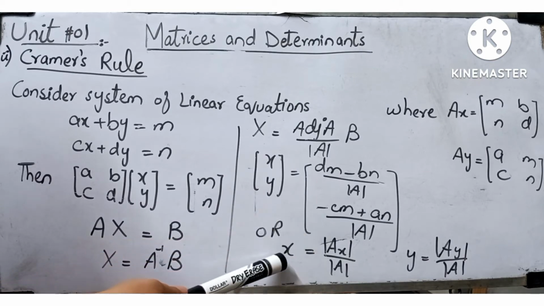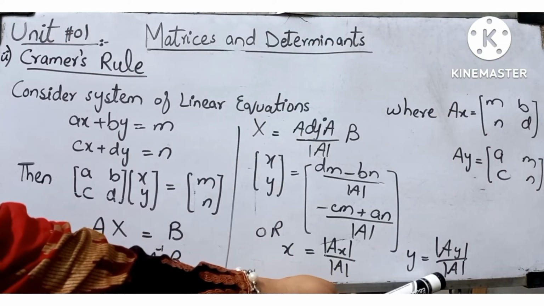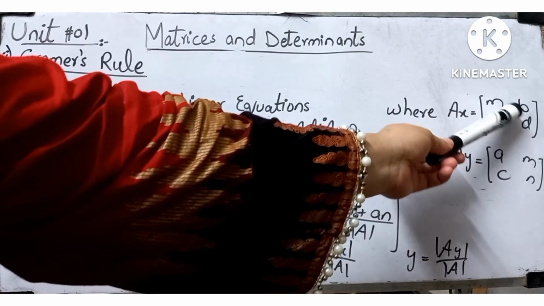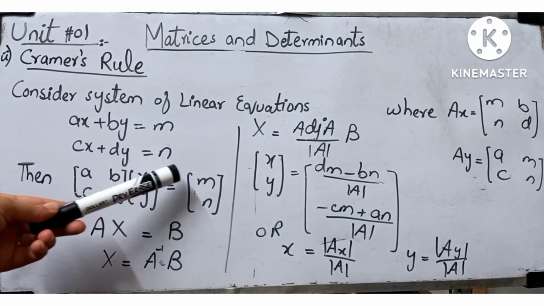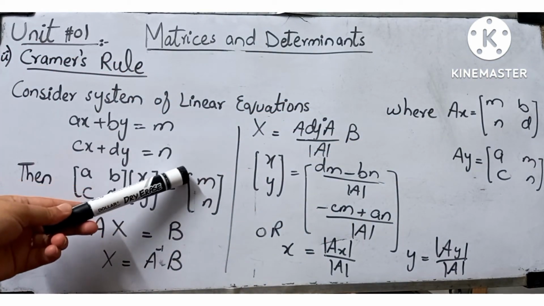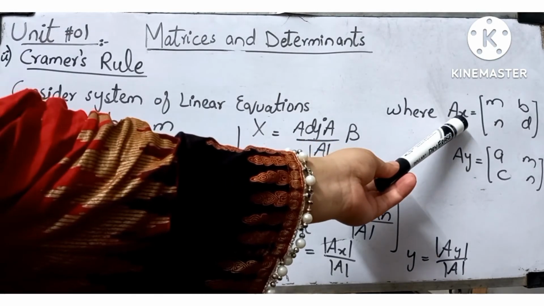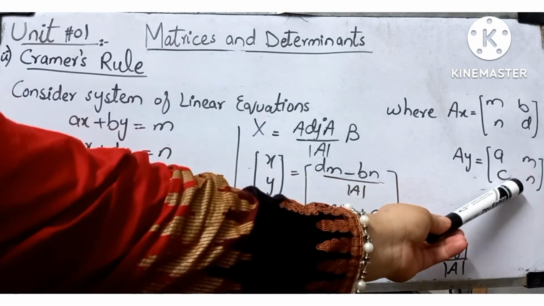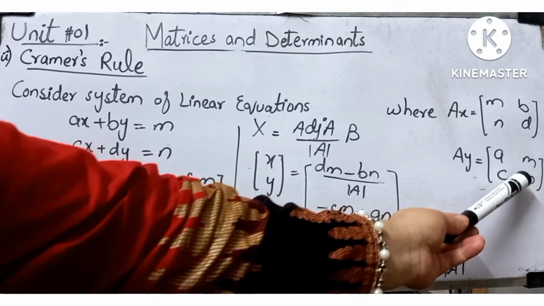Or you can say that x is equal to determinant of Ax divided by determinant of A, and y is equal to determinant of Ay divided by determinant of A, where Ax is the matrix with rows m, b and n, d. This is a 2 by 2 matrix where the first column is the column of constants m and n. And Ay is the matrix with rows a, m and c, n. It is also a 2 by 2 matrix, but the second column is the column of constants.